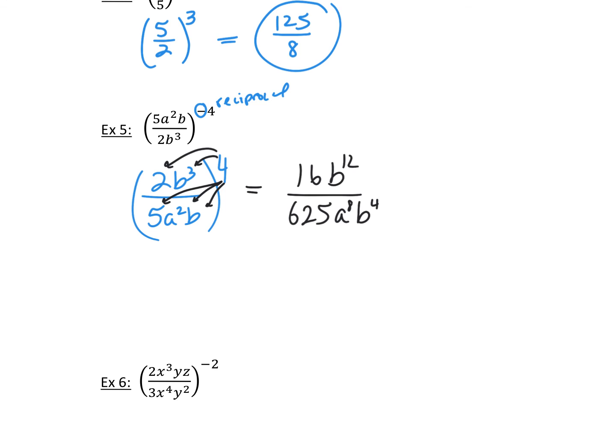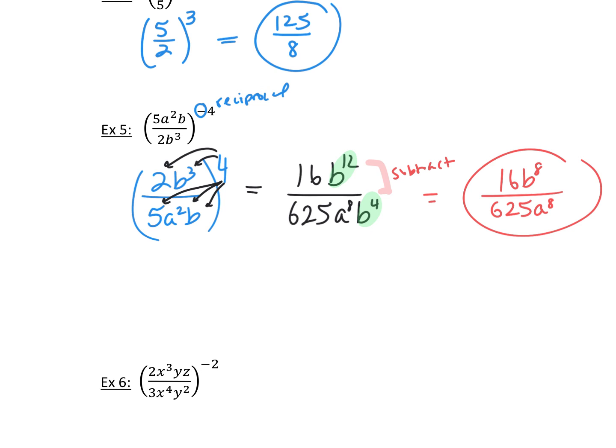Okay, now I have to notice that I have a b and a b that need to be simplified. Numerator and denominator that are dividing. So I'm going to subtract these exponents. So 12 minus 4 is 8. It's a positive 8th power, so it goes to the numerator. 16b to the 8th over 625 a to the 8th.